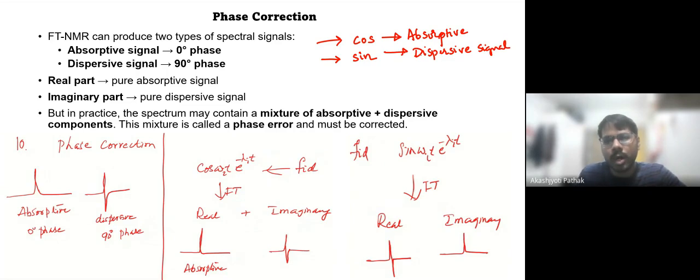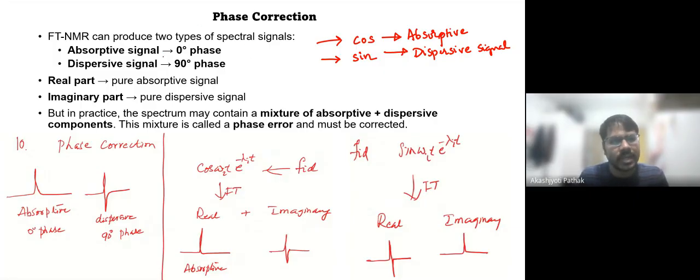Now what happens is that all the absorptive signals that you obtain are not 100% absorptive, and all the dispersive signals that you obtain are not 100% dispersive. There will be some absorptive components as well. So to obtain a completely absorptive signal and a complete dispersive signal, you have to do a phase correction. FT-NMR can produce two types of signal.